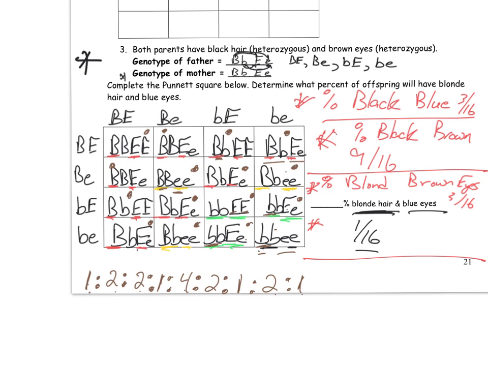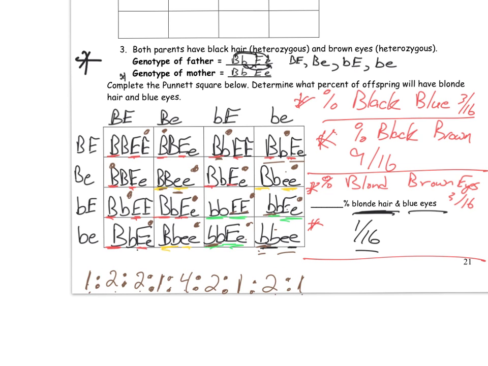There's only one of those, that's this one here. And homozygous dominant for hair color and a heterozygote for eye color, there's only two of those. And that's what I put here. So I just go down and count and put the ratios and I'm done with that.